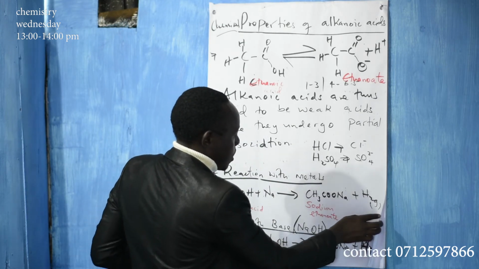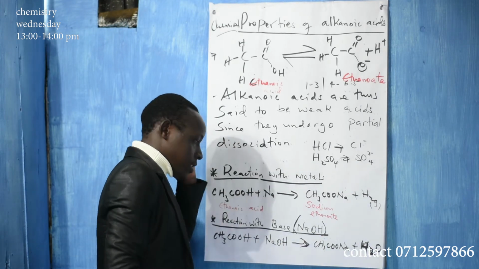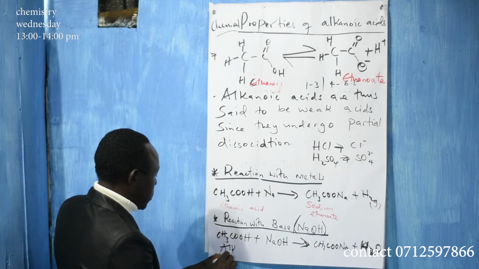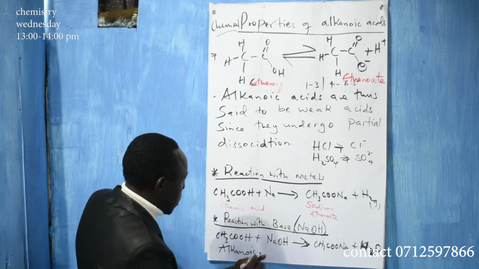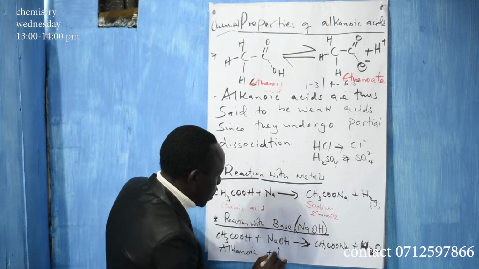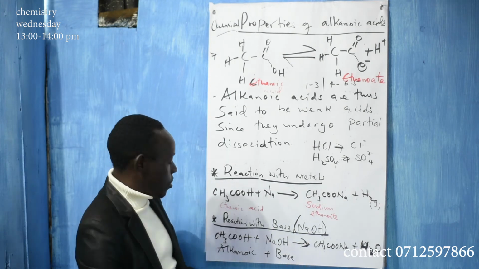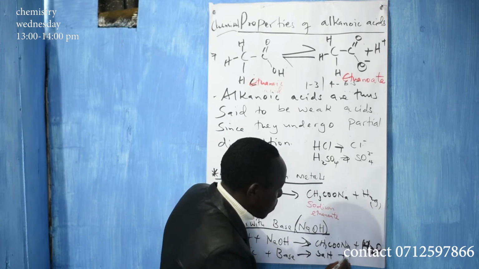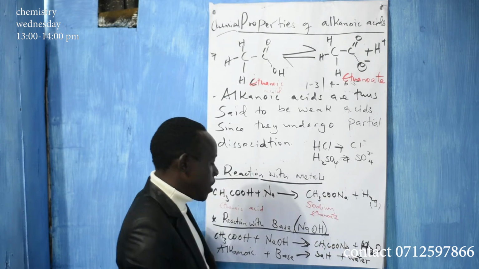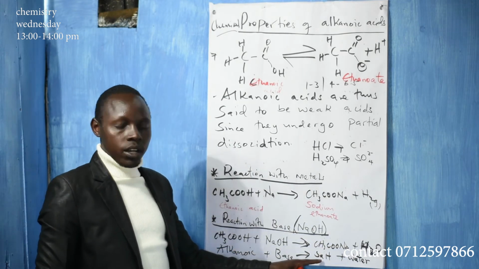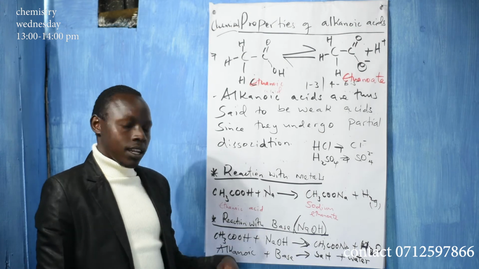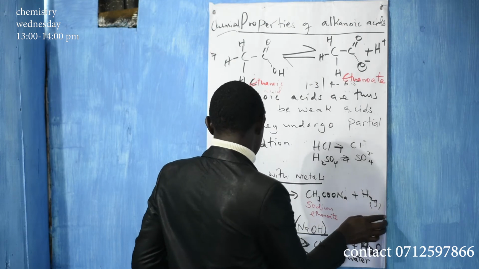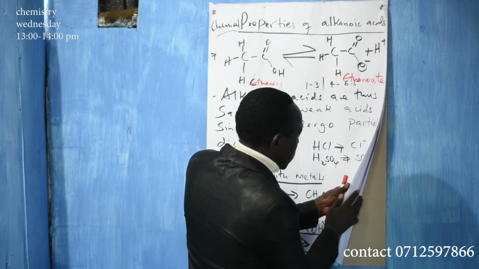So that is a reaction of alkanoic acids with bases. Generally, you can say an alkanoic acid with a base, that's a general reaction. Any base gives you salt and water. The salt is named from the metal in the base: methanoate, ethanoate, propanoate, butanoate, decanoate, etc. And that's reaction with base.